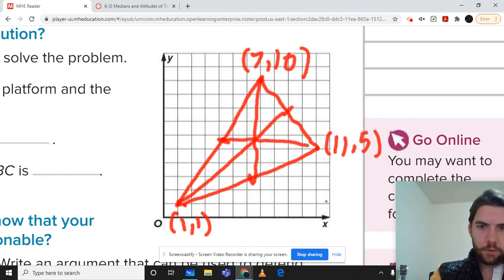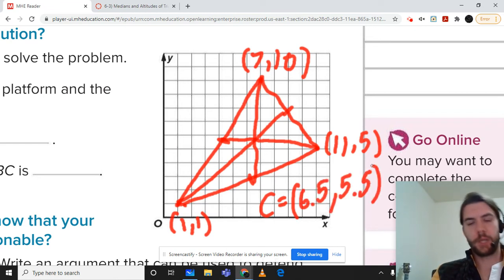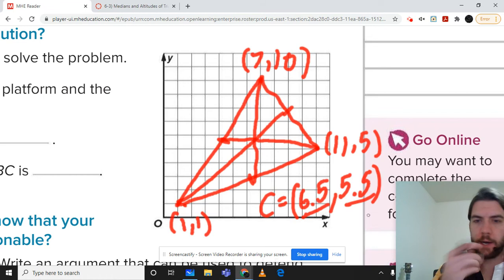Okay, so where is our centroid? It looks like it's at 1, 2, 3, 4, 5, 6 and a half, and 1, 2, 3, 4, 5 and a half. So I think our centroid, I'm just going to call it C, our centroid is located at (6.5, 5.5).